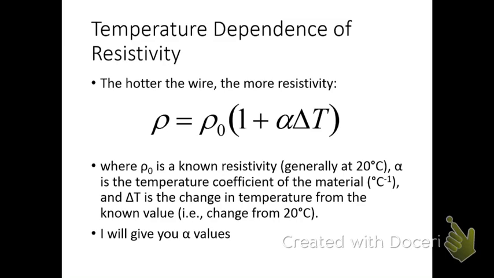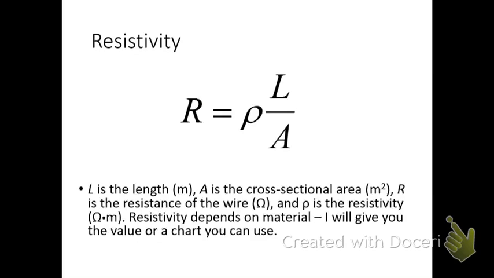So if you face a question that involves resistivity, you're first going to want to find your rho value. Once you got that, go back to your resistance equation, plug in your rho value there, and solve for resistance, if that's what the problem asks for.